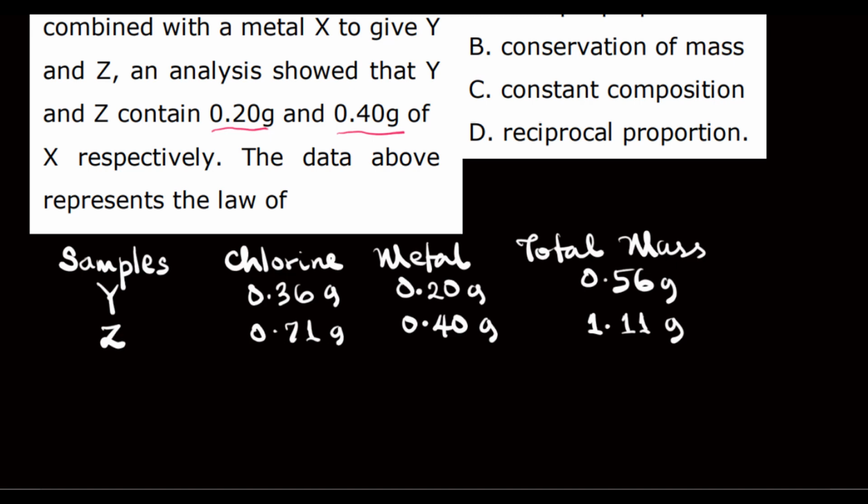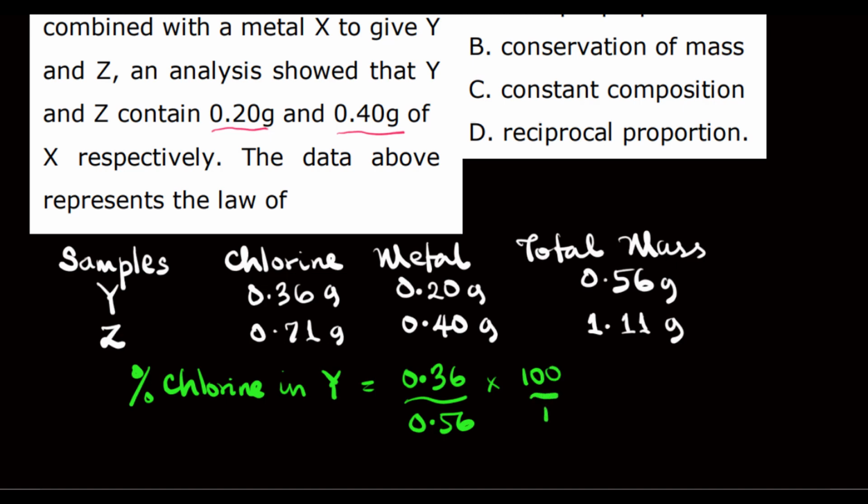Okay, so since these masses vary, what's the percentage of chlorine in Y? Percentage by mass of chlorine in Y. That will be what? 0.36 divided by 0.56 times 100 over 1. If the percentage of chlorine or any of the elements in both samples Y and Z are the same, then it will be the law of definite proportions. That's 64.28, approximately 65%.